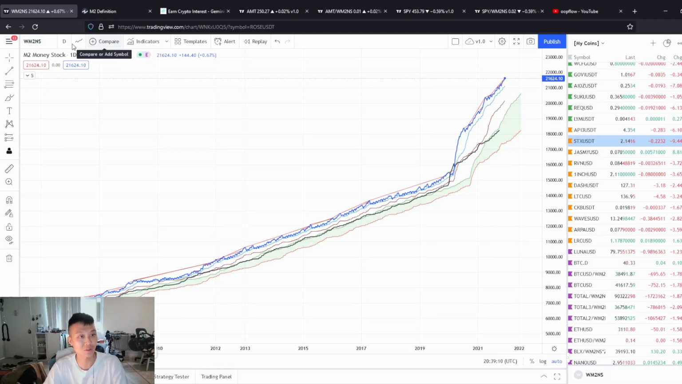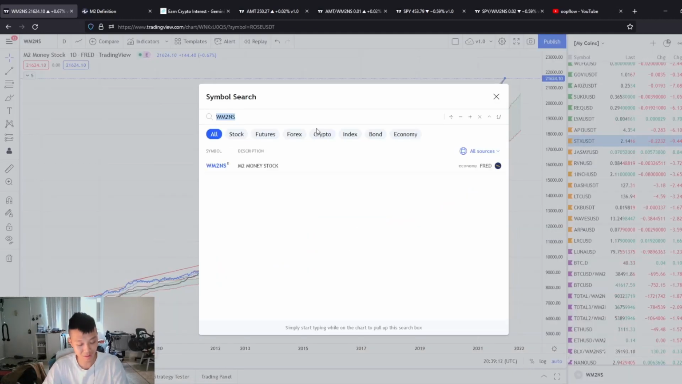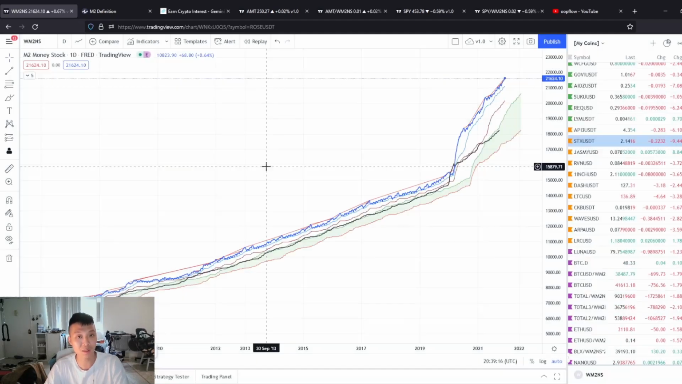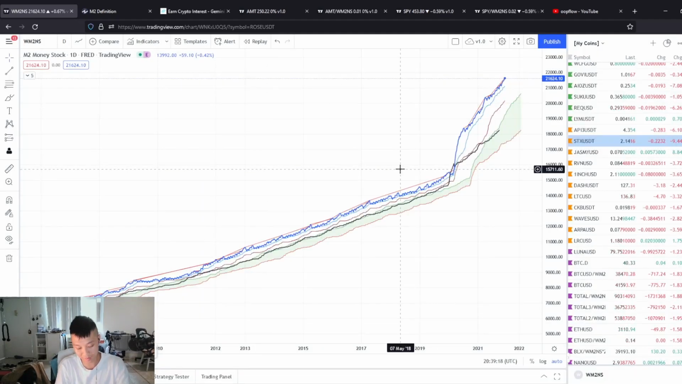The way to figure that out is to go to tradingview.com and type in WM2NS. This measures the M2 money supply of the US dollar. Think of it as the US dollar market cap, and functionally it's the metric to use whenever you evaluate your investments.